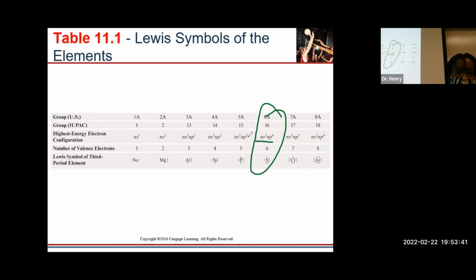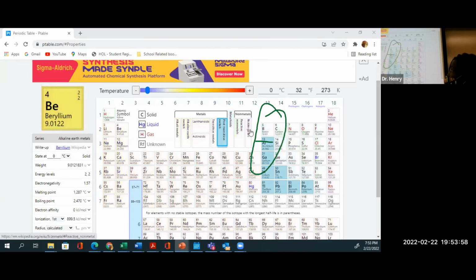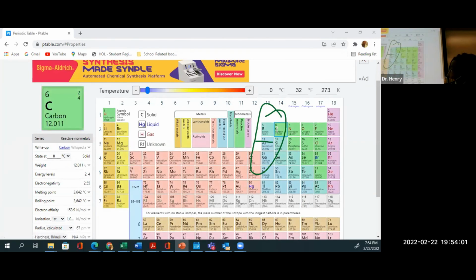So group 16, let's look at the periodic table. Okay, so these are group 16s right here, all of these guys. So if we look at the s, that's 1, 2 in the s, and then 1, 2, 3, 4 in the p, right? And that's always going to be the case if we go down that group. Okay, questions? Concerns?